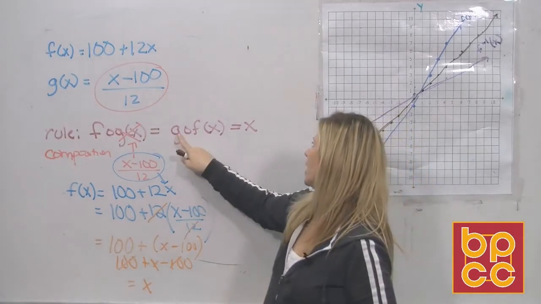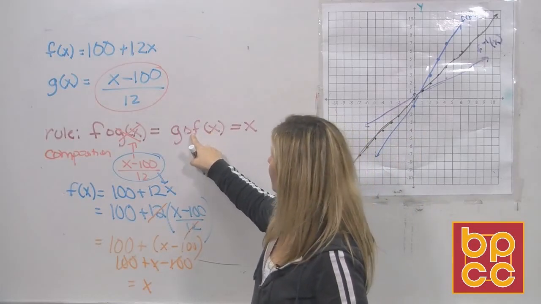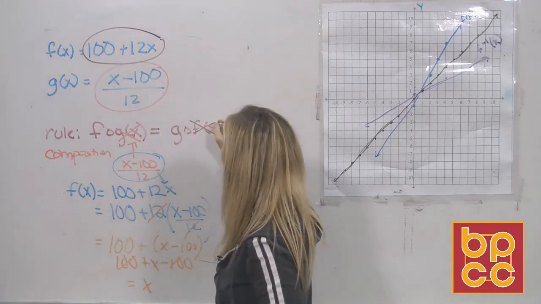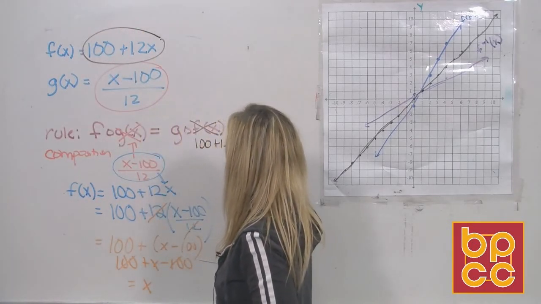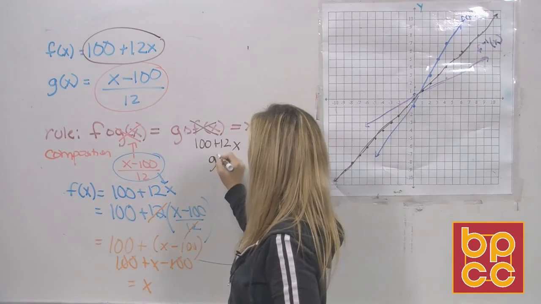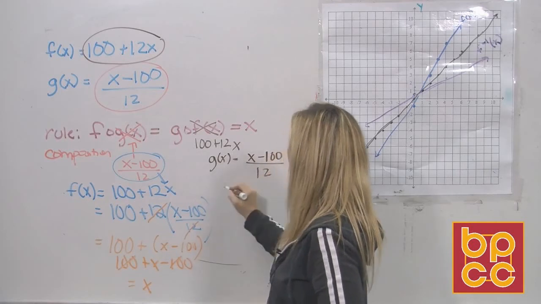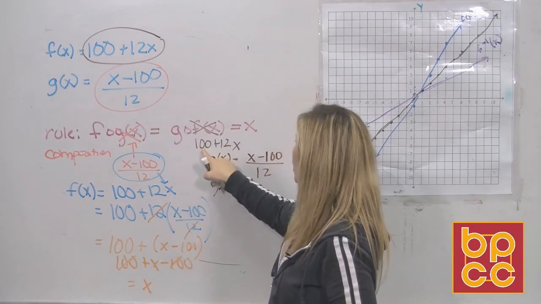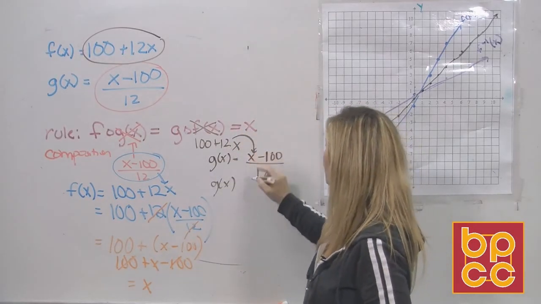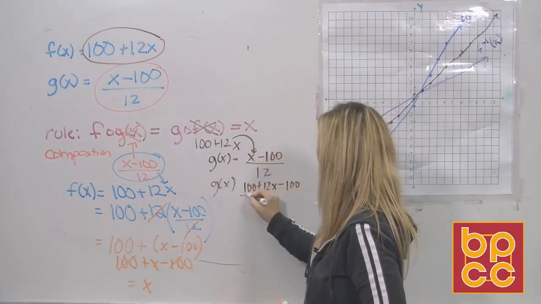This says g of f of x. So again, what are we starting with? X. We're substituting it in f. Well, that's already done. If you come up here to f, it's already got an x in it. So we're taking this. We are taking 100 plus 12x, and we're going to substitute that into g. So we're going to write g, okay? G of x is x minus 100 over 12. Wherever there's the letter x, we're going to put 100 plus 12x. So that's going in this spot right there. So there's the x. We're going to cover it up. We're going to put 100 plus 12x minus 100 over 12.